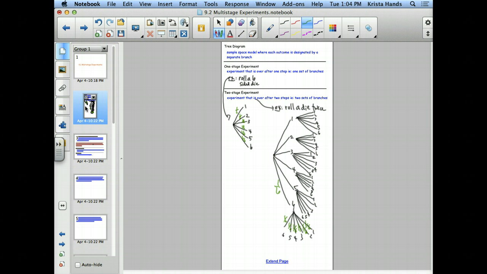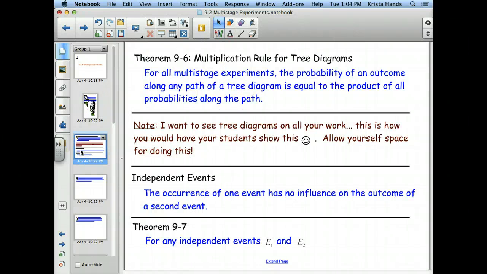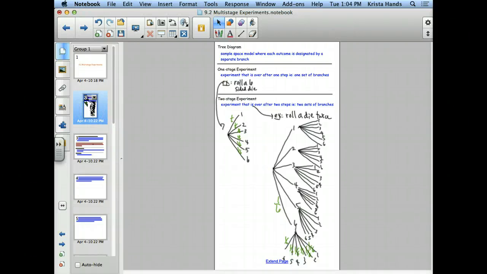Let's see if I find the next slide. Okay, so the next slide I'm going to just flip to real quick, and I'll come back here though. The next slide actually tells us that there's a multiplication rule in tree diagrams. If you have a multi-stage experiment, the probability of an outcome along any path is the multiplication of those individual probabilities. So for instance, over here, if I want to know the probability of rolling a 6 the first time and a 6 the second time, I can multiply this 1/6 times this 1/6, and it would be a 1/36 probability of that happening.